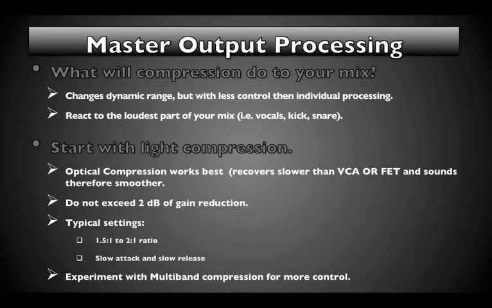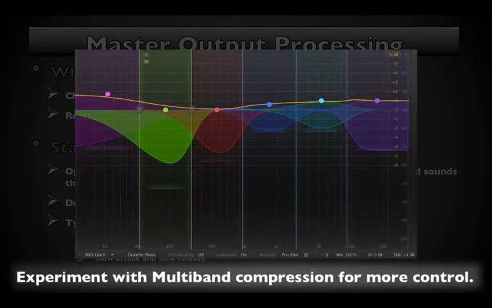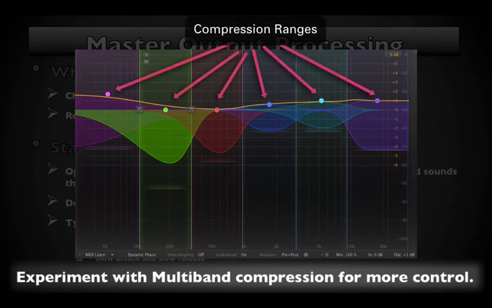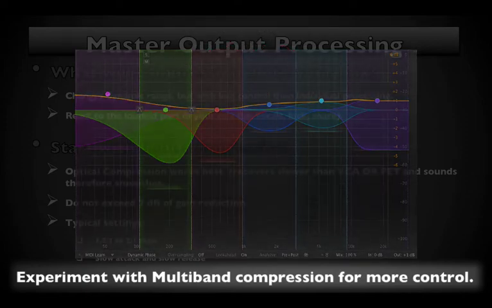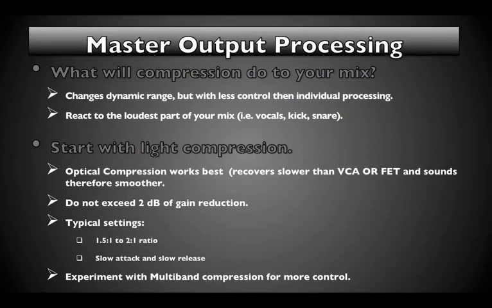Now it's very powerful to use multiband compression for this type of master output compression, because you can apply different compression to the different bandwidths. For your kick and for your snare, you can apply specific settings to control them a little more without affecting the other ranges.